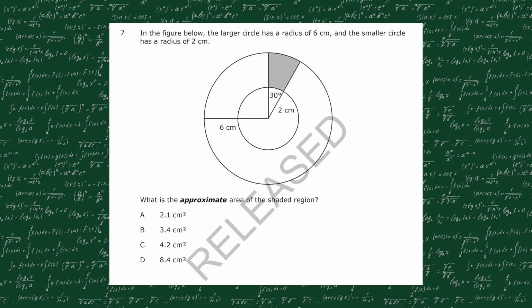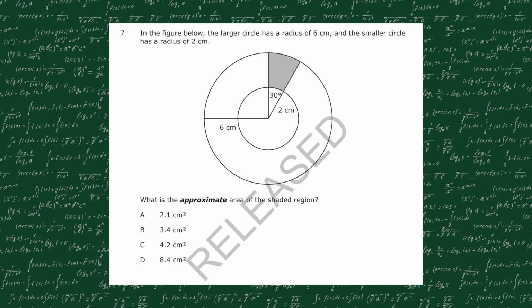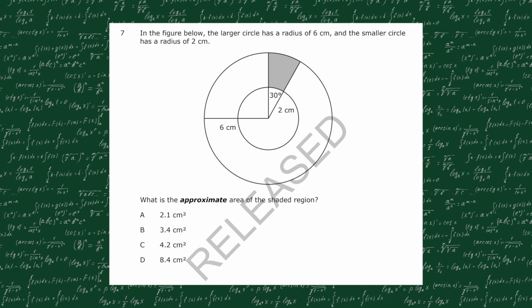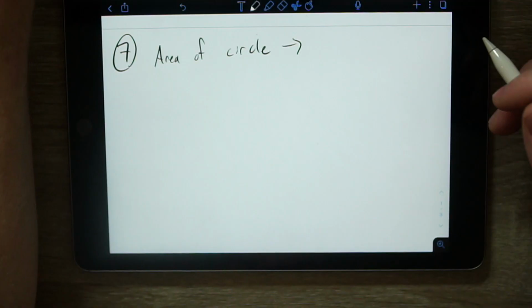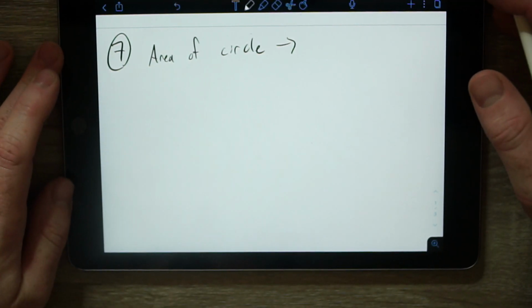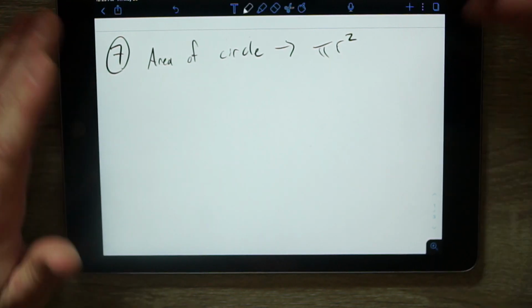In the figure below, the larger circle has a radius of 6, and the smaller one has a radius of 2. And then they asked me what's the approximate area of the gray region. But how do we calculate the area of a whole circle? Let's just start there. Pi times radius squared, right? Pi r squared, yeah. So that's the area of the whole circle.